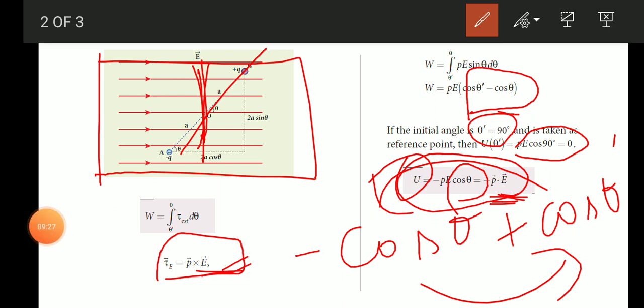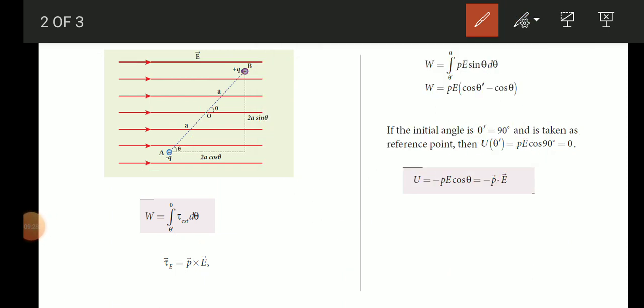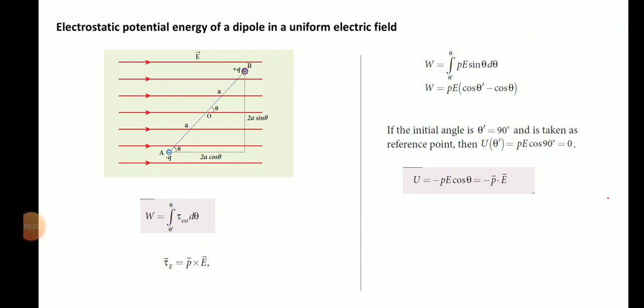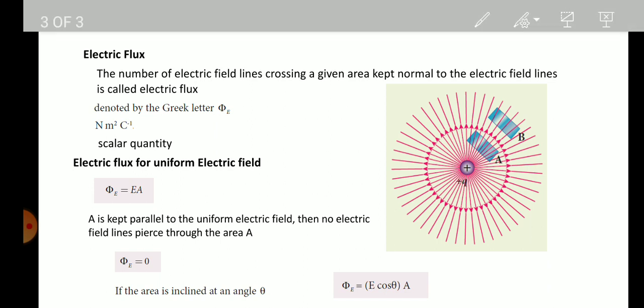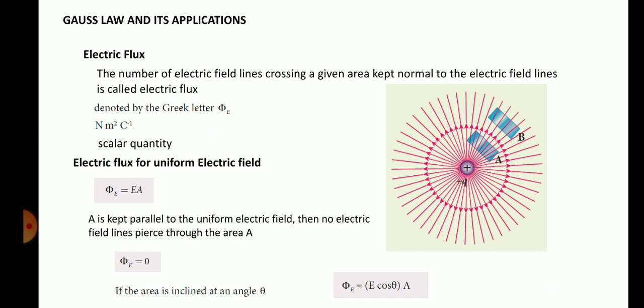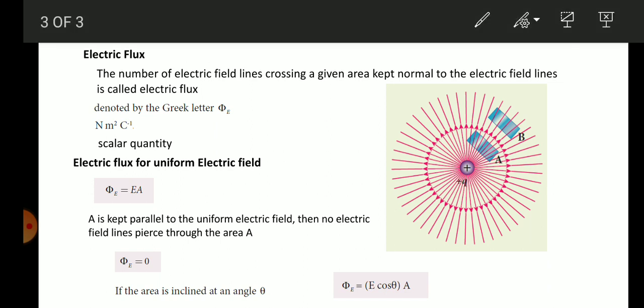Next, the new topic is Gauss law and its application. It's a very important one, Gauss law and its application. Before going to Gauss law, we should understand some important things so that we can easily understand Gauss law. Gauss law is a law which relates to the number of electric lines passing per unit area.